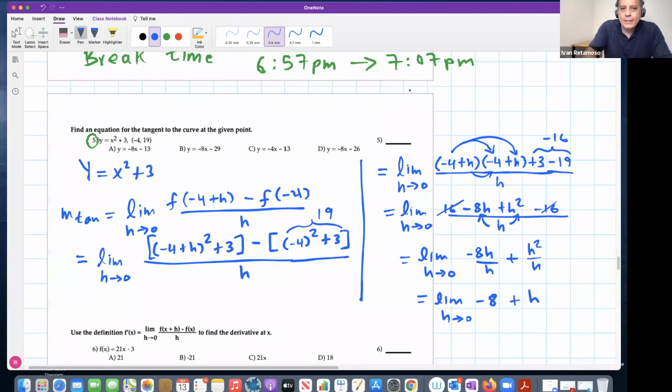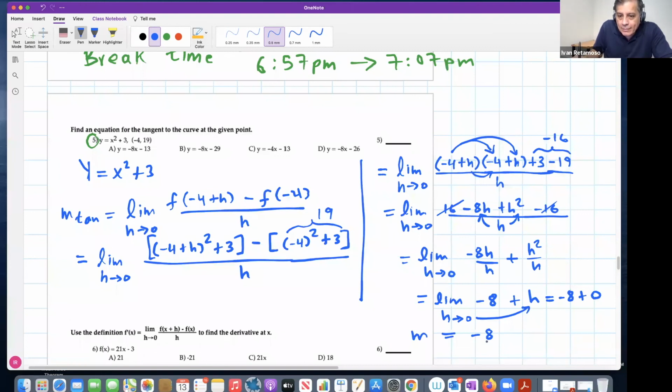I see someone finished everything. Very good, excellent. Yes, it's tedious. I agree, it's a lot of algebraic work, but we're starting with this derivative. After you cancel h, you use direct evaluation: minus 8 plus 0, which, as was suggested, is just negative 8. This is the slope.